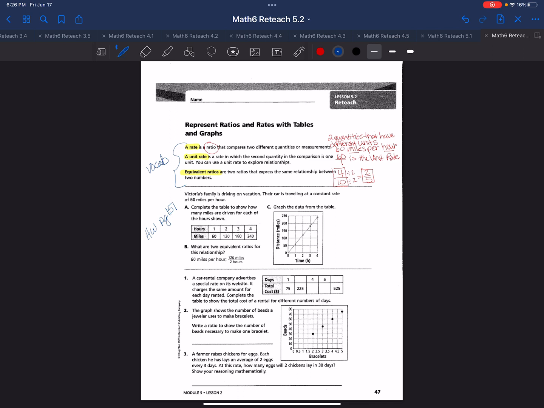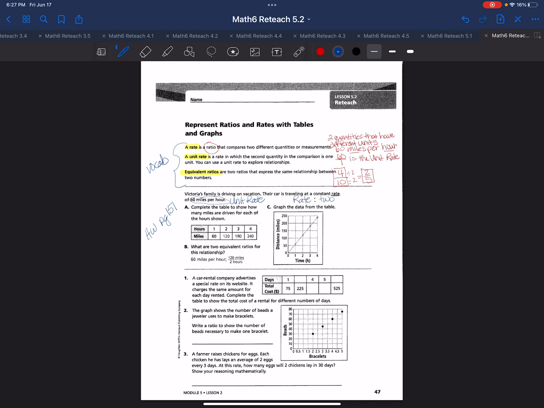Victoria's family is driving on vacation. The car is traveling at a constant rate of 60 miles per hour. 60 miles per hour, remember that's your unit rate because it means per 1 hour. The other thing I want you to look at is the two quantities, where they're saying that it's at a constant rate here, but the rate is comparing the two quantities.